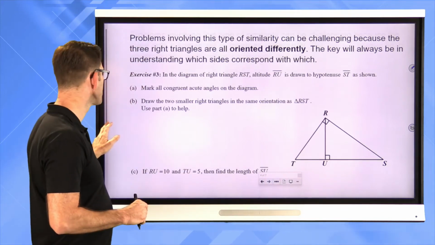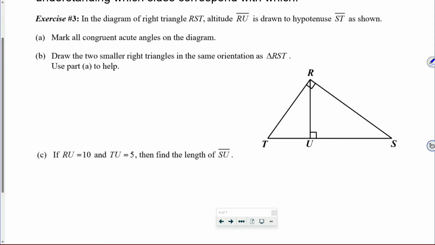So let's take a look at exercise number 3. In the diagram of right triangle RST, altitude RU is drawn to hypotenuse ST as shown. Mark all congruent acute angles on the diagram.